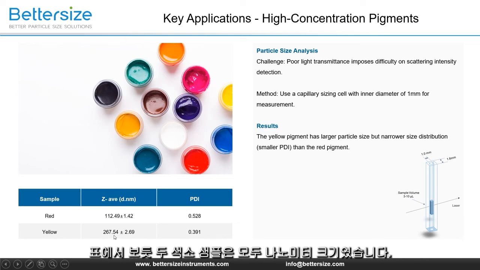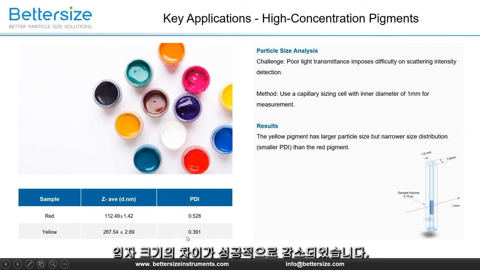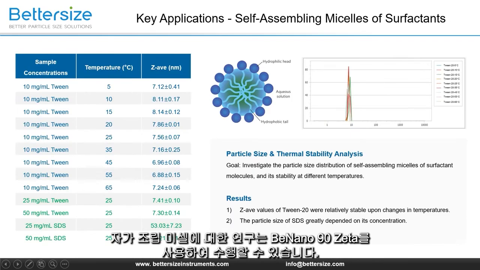As shown in the table, although both pigment samples were nanometer size, the yellow pigment sample had a larger particle size, but a narrower particle size distribution than the red pigment sample. The particle size difference had been discerned successfully.